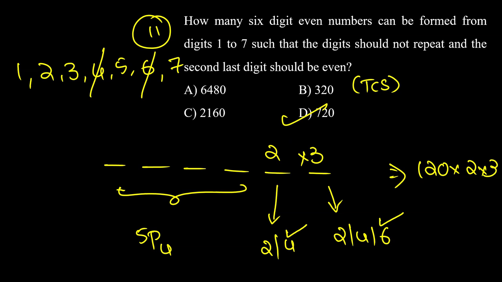Option D. But why 5P4? Why 5P4? 5 digits are available and 4 slots. Right. And why 3 then 2? Some people will argue, sir, I'll go for tens place then units place. Okay, 3 into 2 will come then. Instead of 2 into 3, 3 into 2, that will not disturb.